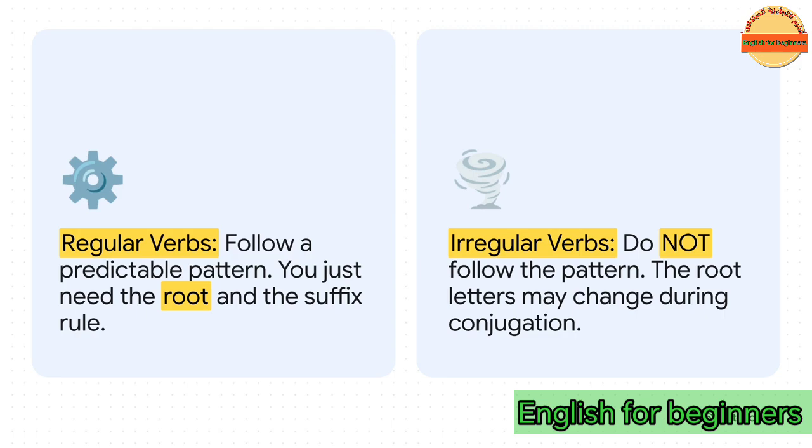All Arabic verbs basically fall into 2 main camps. First, you have the ones we just looked at, the regular verbs. They're the good ones. They follow the rules perfectly. The root stays the same, you just add the ending. But then you have the irregular verbs. These are the rebels. They do not follow the pattern. In fact, their root letters can twist, change, or sometimes just vanish when you conjugate them.